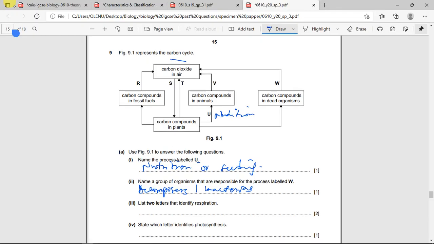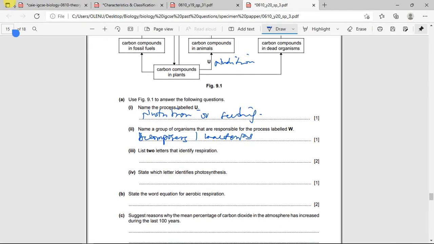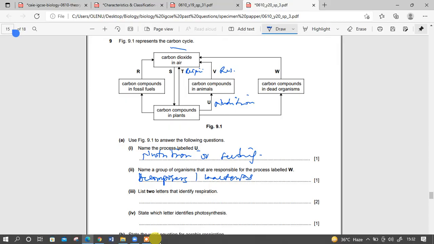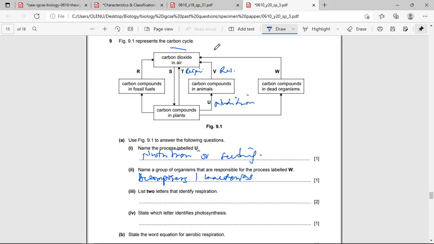Now list two letters that identify respiration. So let's see. Plants release carbon dioxide into the air. So T will be respiration. It's through respiration that plants release carbon dioxide. Animals also release carbon dioxide through respiration back to the atmosphere. So it will be T and V.